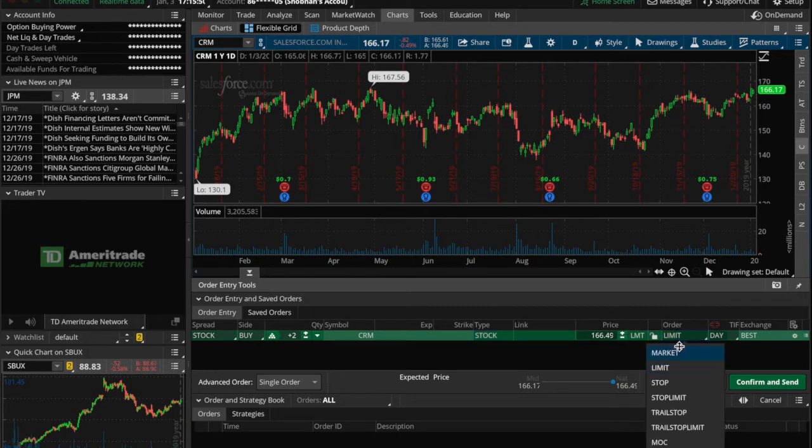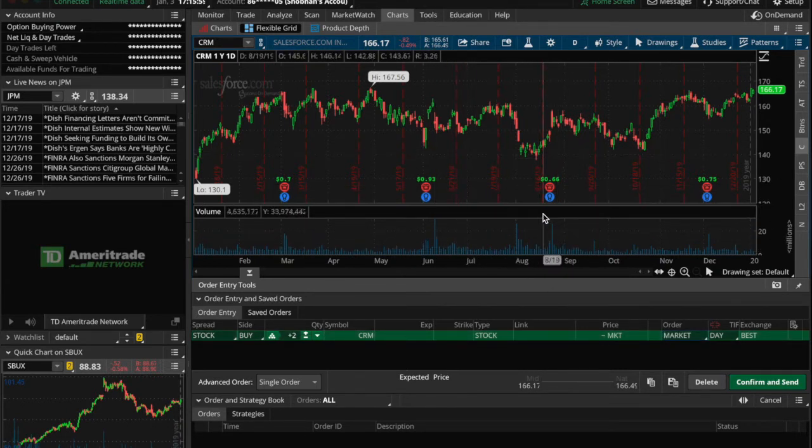This is a limit order. I'll go over that a little later, but I want to choose a market order. Market order is the simplest order. It simply just means that you're going to buy a stock or a commodity for its current market price, which is 166.17. So I'm going to buy it for that price.